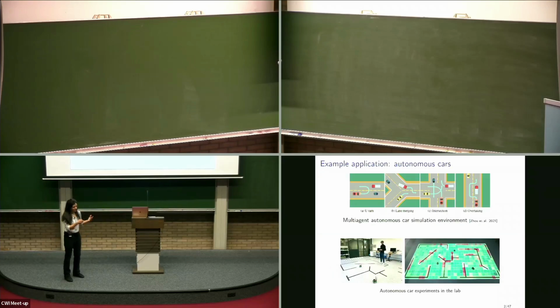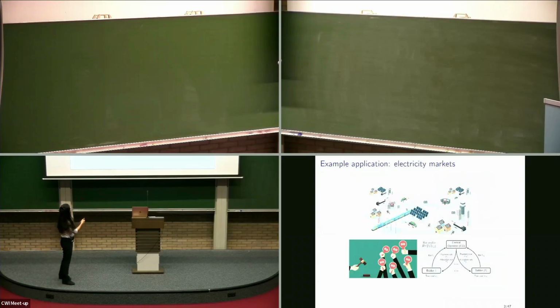Okay, so as an example of multi-agent systems, in driving we have many scenarios where cars have to make decisions based on interaction with the other cars. These are pictures from an autonomous driving simulation environment. And in the lab, we also have these cars that we use to test our algorithms.